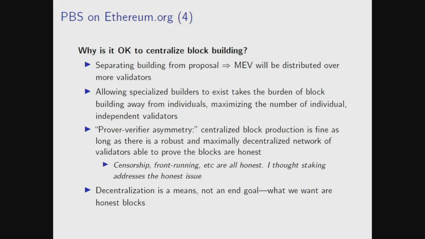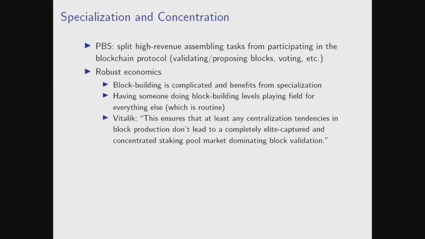So this is the logic, okay? Separating building from proposal implies that MEV will be distributed, and allowing special builders to exist takes the burden of block building away from individuals, all these things. This is what they're saying. It's a prover-verifier asymmetry, that's the principle. In their mind, centralized block production is fine as long as there's a robust, maximally decentralized network, blah, blah, blah. Okay. To me, that's not sure. It's about censorship resistance, etc. Are all honest? I thought staking addresses the honesty issue. And to me, it's unclear why this prover-verifier asymmetry is enough to feel like this is the right way to do it.